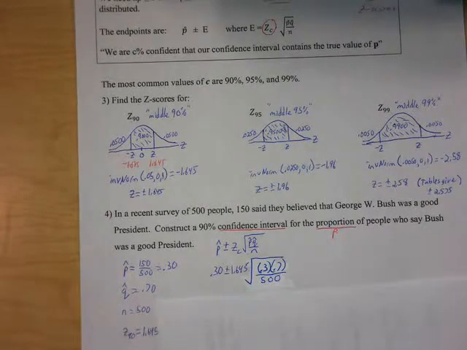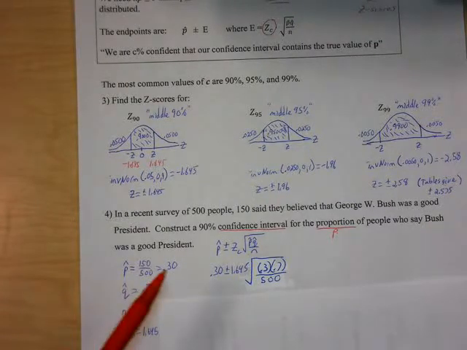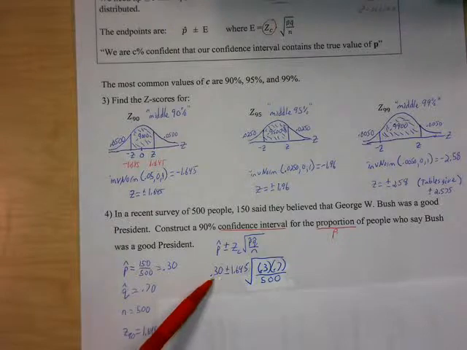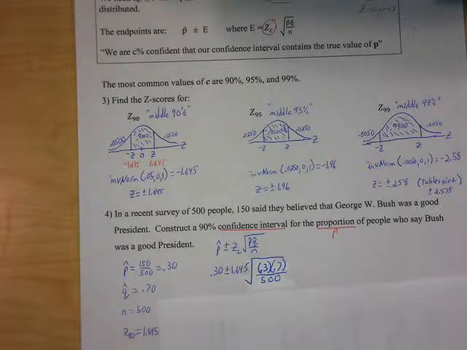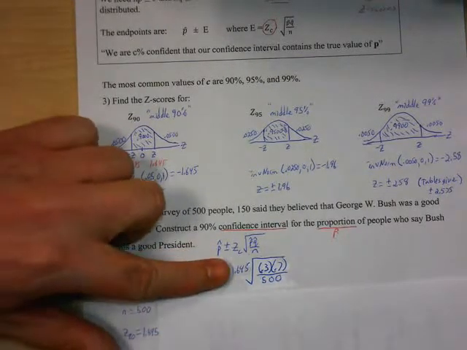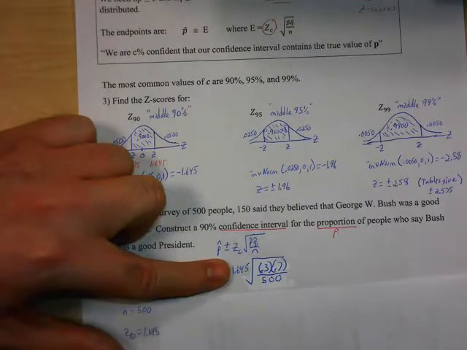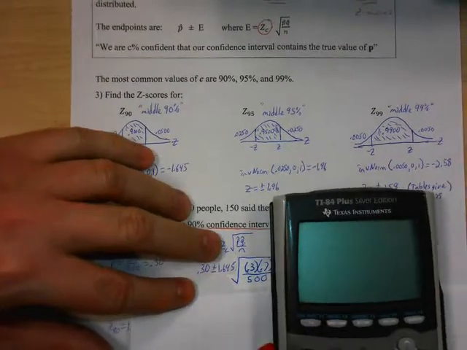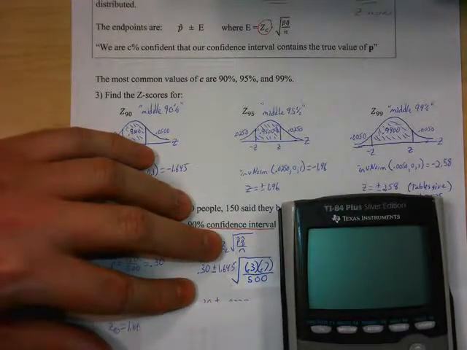Into that formula. If we do this by hand, and I tell you I want to see the work, what I need to see is the substitution. And then what I want to see is E, the margin of error. So what is 1.645 times that square root? Now I'm going to show you one time how to enter that in your calculator just to make sure you're on the same page as I am, and doing the correct thing.